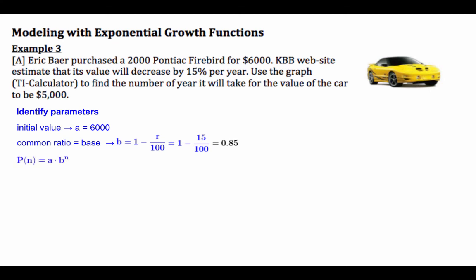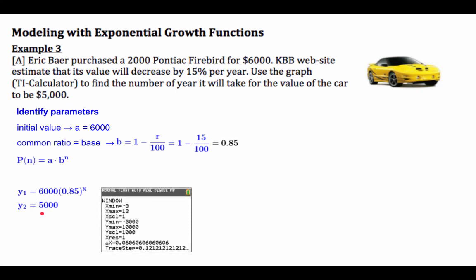All right, so we have the equation. The price, where n represents the number of years after the year 2000, is equal to a times b to the n. So on your calculator, y1, the first equation, should be 6,000 times 0.85 to the x. The second equation should be the price that you wanted to hit, 5,000.